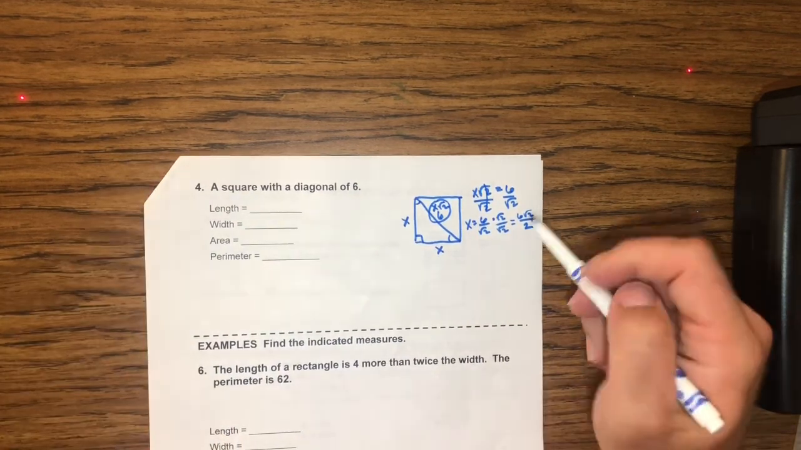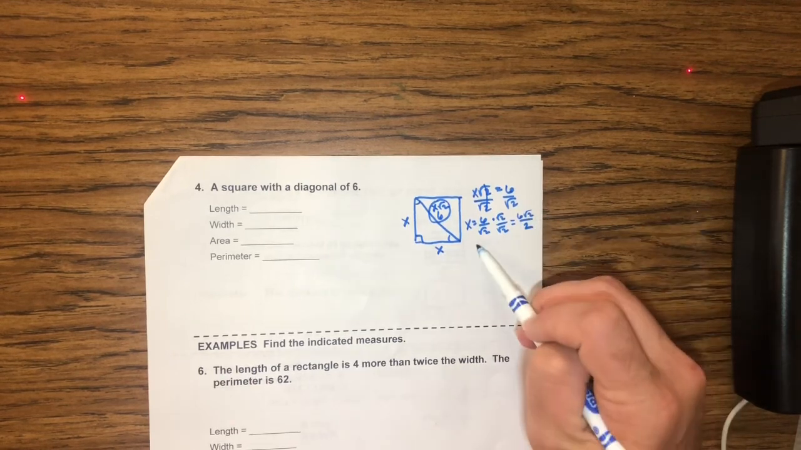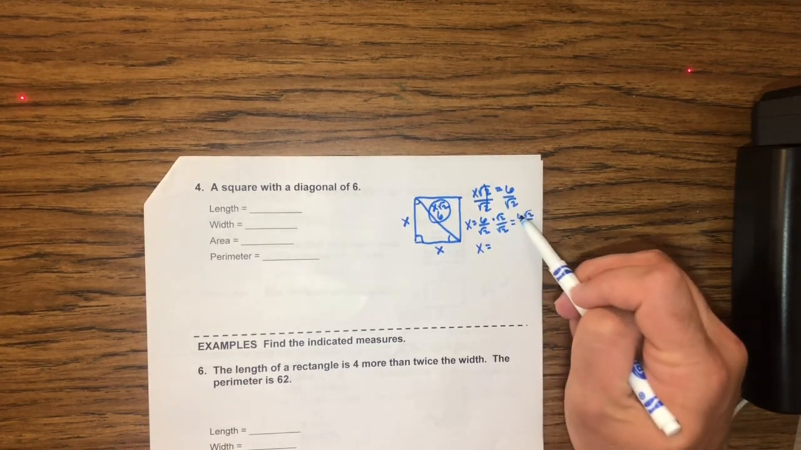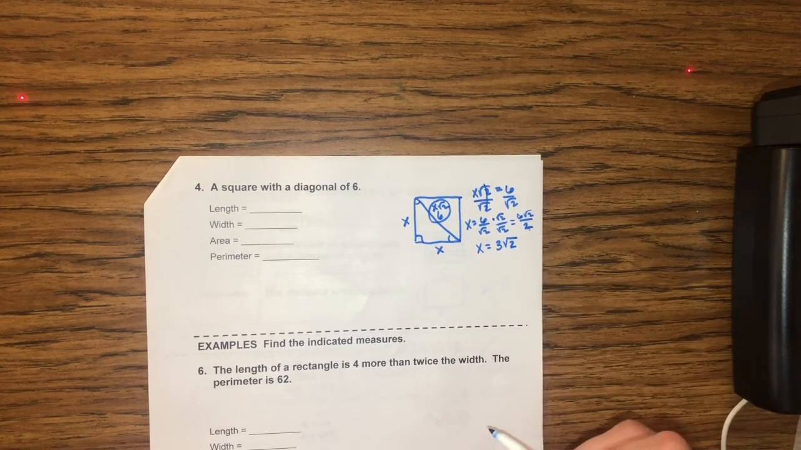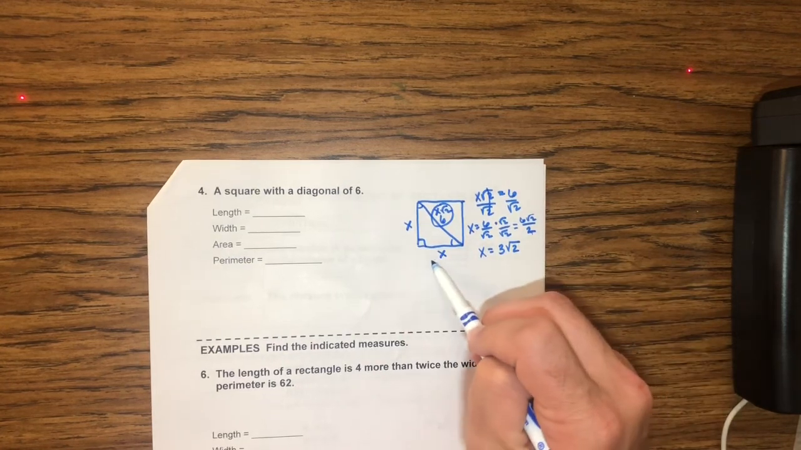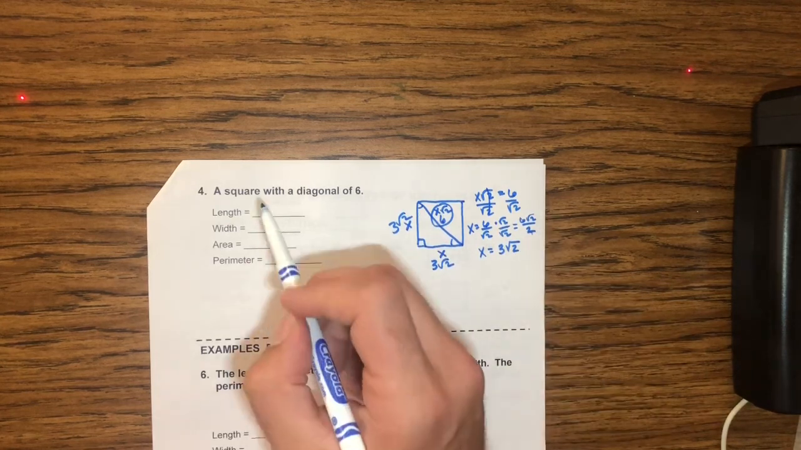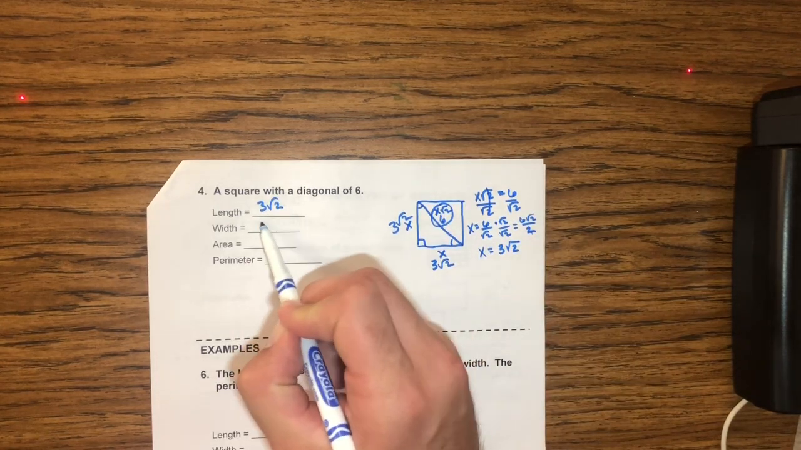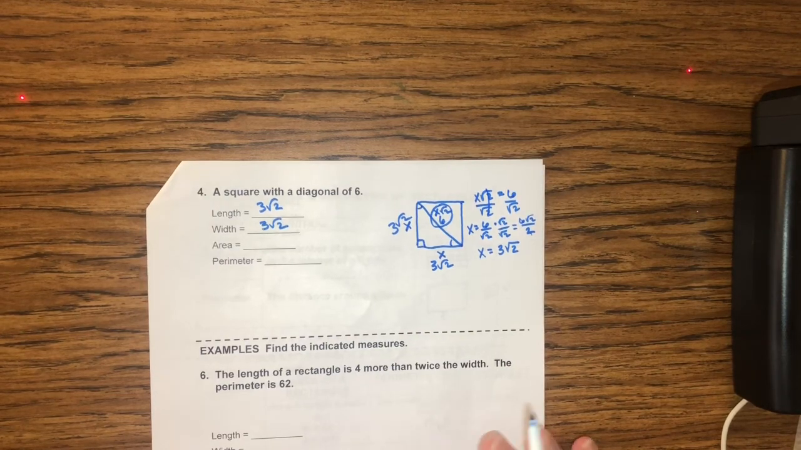The last thing is I need to look at this and ask, can I simplify this part right here? And the answer is yes. 6 divided by 2 is 3 square root of 2. So I have 3 square root of 2 is my x. So my length and width are 3 square root of 2. Now, once you have your length and your width, things get a little easier, okay?